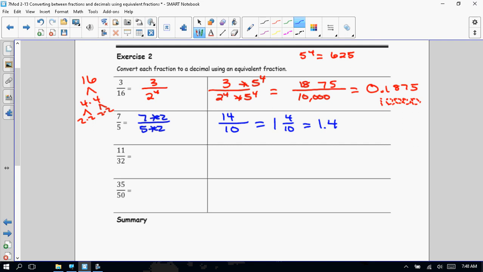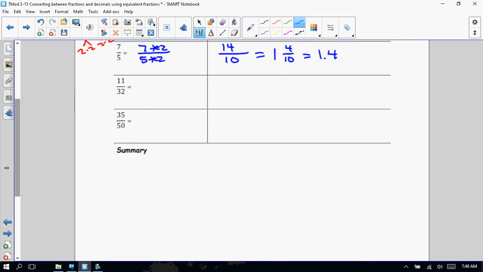All right, 11 over 32. 11 over 32. Here we go. 32. What makes up 32? 32 is actually 2 times what? 16. And 16 is 2 times 8. And 8 is 2 times 4. And 4 is 2 times 2. 1, 2, 3, 4. There's 5 of them there.